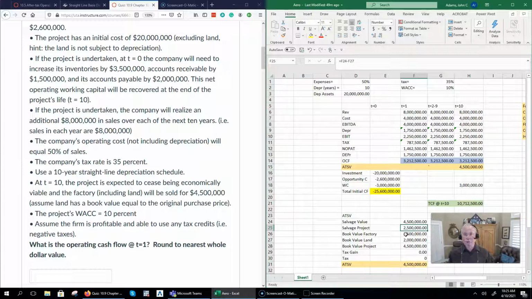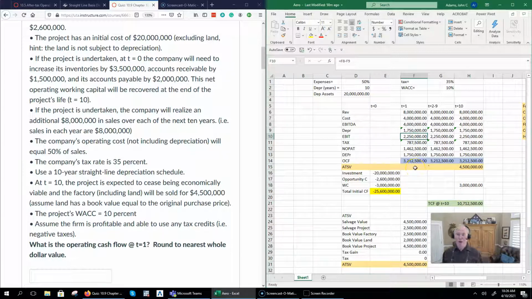So $4.5 million less the $2 million, that is the salvage value of the project above and beyond the land. So the original $20 million that we invested, what's the salvage value of that? We can sell that at the end of the 10 years for $2.5 million. So that is what we're going to use for our calculation of depreciation. So the total $20 million less the salvage value of $2.5 million, that's $17.5 million, divided by 10, that gives us an annual depreciation charge of $1.75 million.